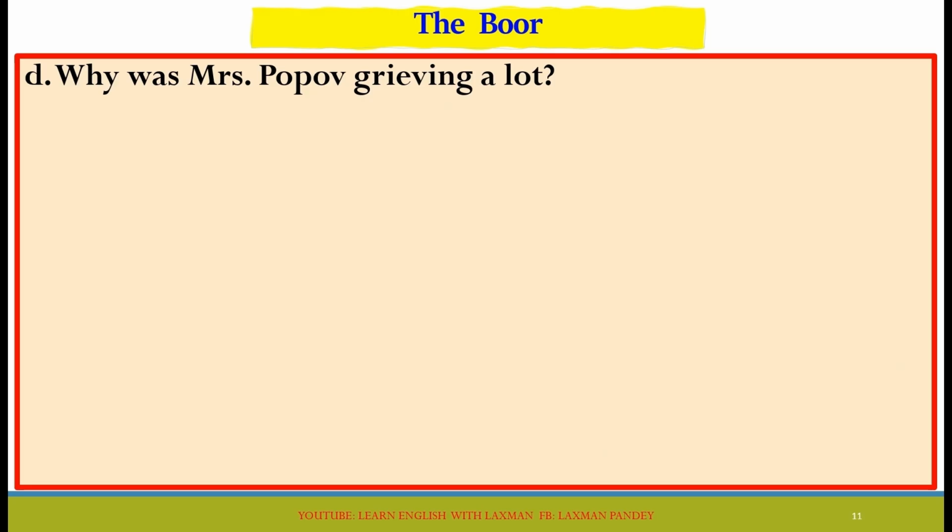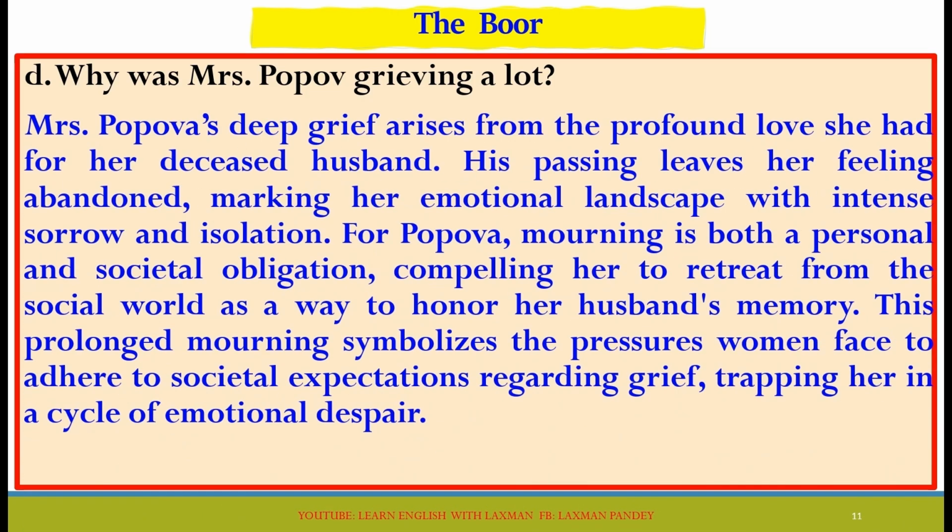Why was Mrs. Popova grieving a lot? Mrs. Popova's deep grief arises from the profound love she had for her deceased husband. His passing leaves her feeling abandoned, marking her emotional landscape with intense sorrow and isolation. For Popova, mourning is both a personal and societal obligation, compelling her to retreat from the social world as a way to honor her husband's memory. This prolonged mourning symbolizes the pressure women face to adhere to societal expectations regarding grief, trapping her in a cycle of emotional despair.